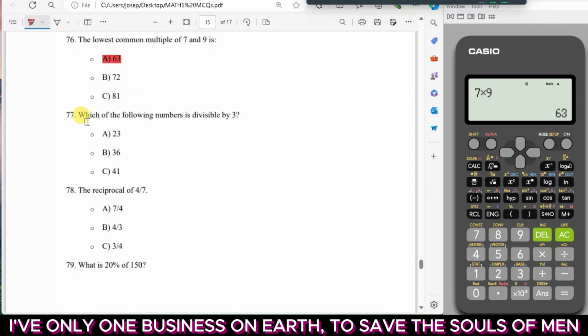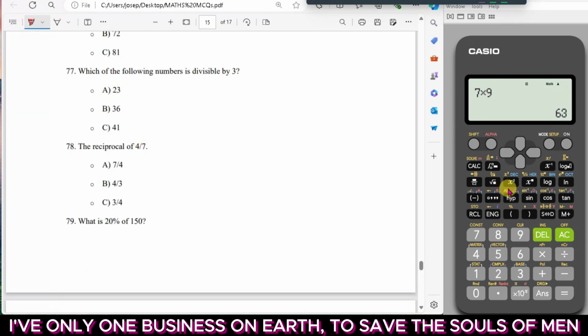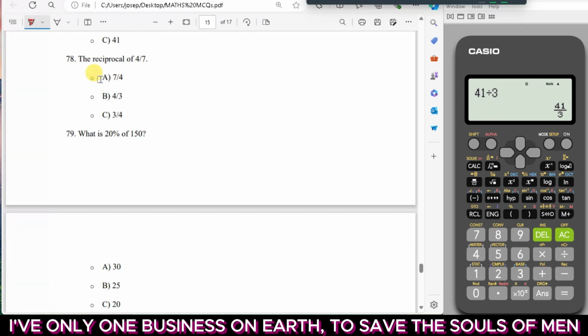So 77, which of the following numbers is divisible by 3? You can just try that out with a calculator, but you will know quickly that 23 is out of the story. 23 divided by 3 gives a decimal. 36 divided by 3 is 12, then 41 is a prime, divided by 3 gives a fraction. So the correct answer here is B, 36.